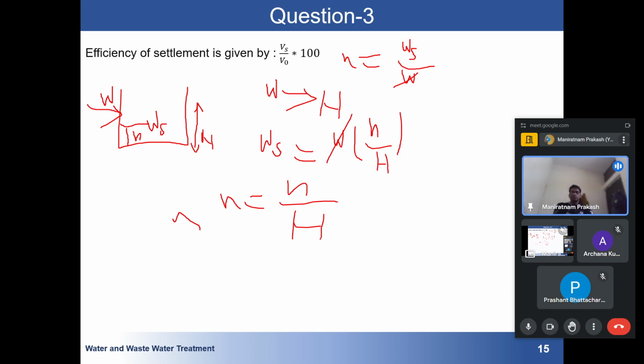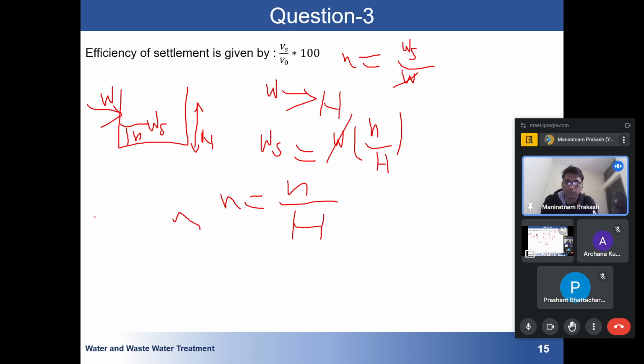Now just remember this small h corresponds to what? The settling velocity of that particle, and this is our design velocity. The time required for both settlements will be the same, that is the detention time. Detention time for both the particles will be the same.